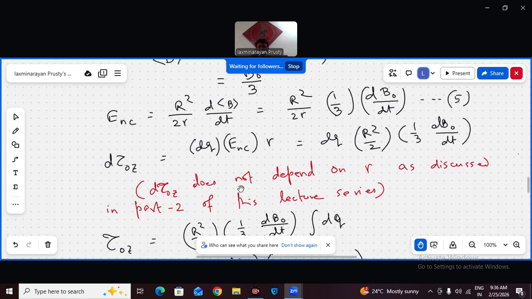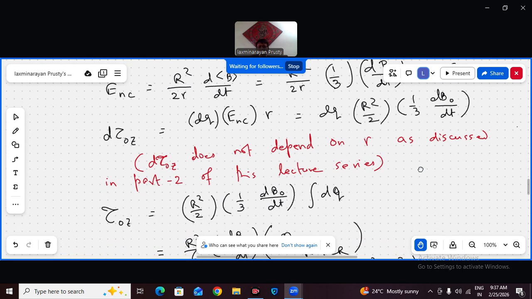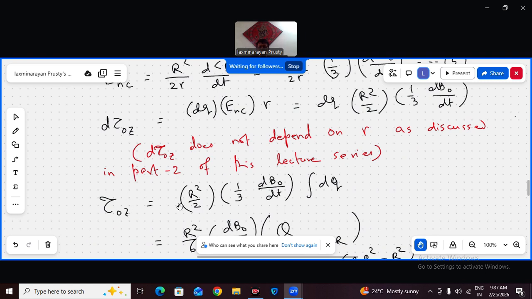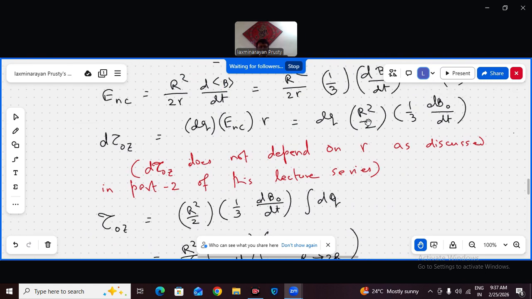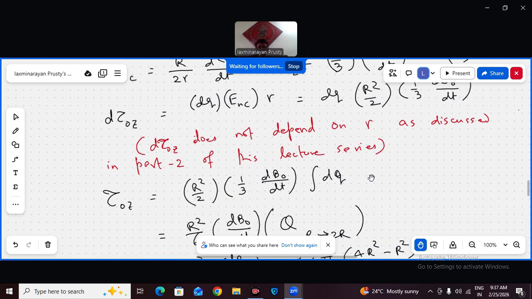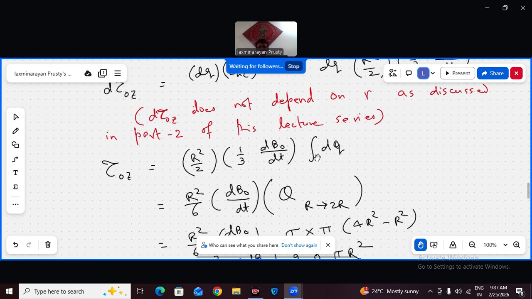As you observe here, in lecture 2 also it told you that for the outside region, the torque does not depend upon the small r, as discussed in part 2 of this lecture series. So that's why it makes it much simpler. So the torque about OZ will be, just take integration r square by 2 dq, that is 1/3 dv naught by dt into just dq integration. So dq integration is total charge q from r to 2r region.